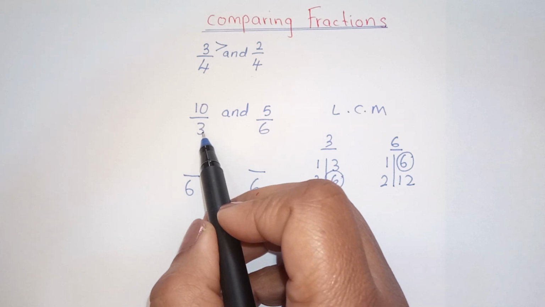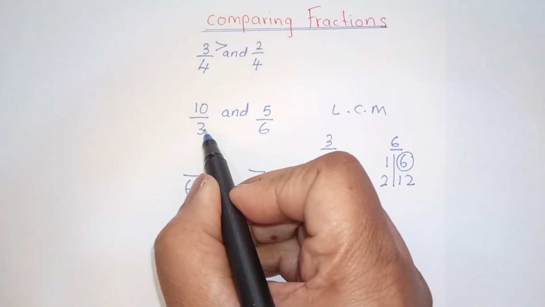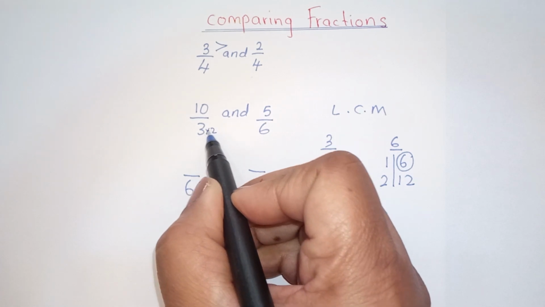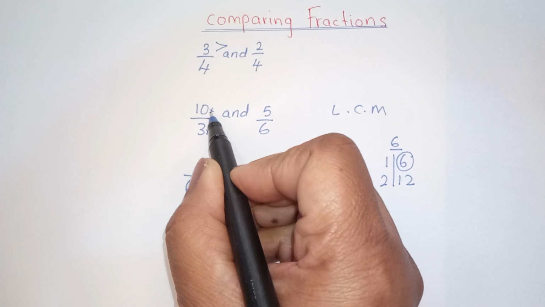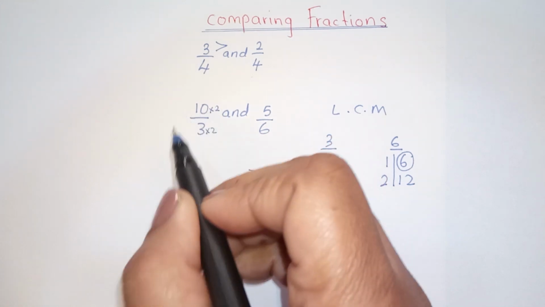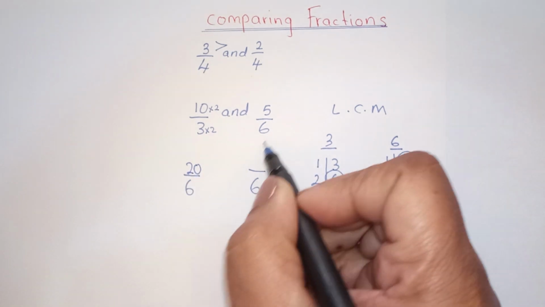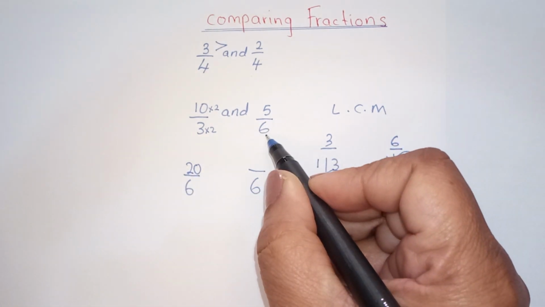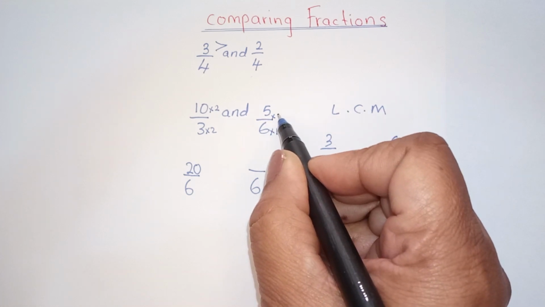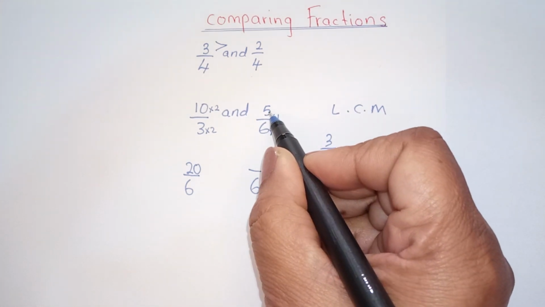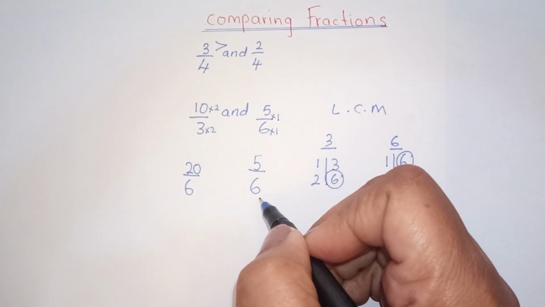Now here for this fraction, 3 came up to 6, so this means we multiply this by 2. 3 by 2 is 6. And here also we're going to multiply this by 2. 2 by 10 is 20. Then for this fraction, here we have 6 and here 6, so we multiply by 1 and here multiply by 1. So 5 by 1 is 5 and 6 by 1 is 6.